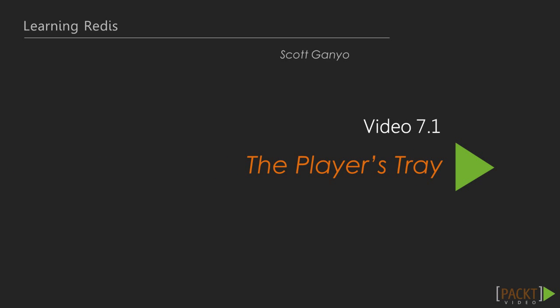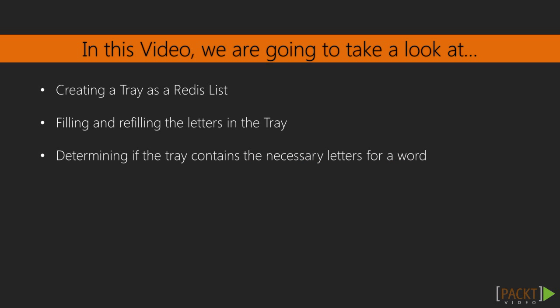This is video 7.1, the player's trays. Now this video will break down the modeling of players' trays and how they will play the letters that they've been dealt. We'll look at how we create and refill a tray after the player plays the letters and how to determine that the letters from the tray are appropriate to form a given word.